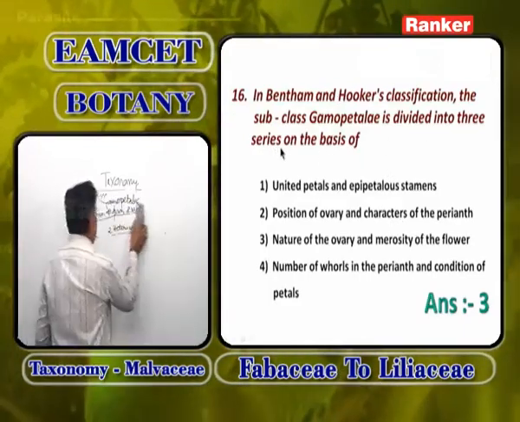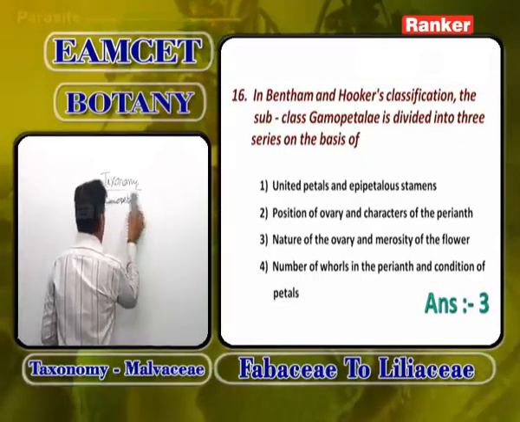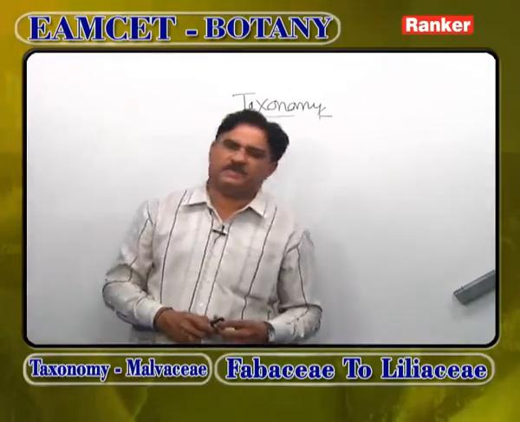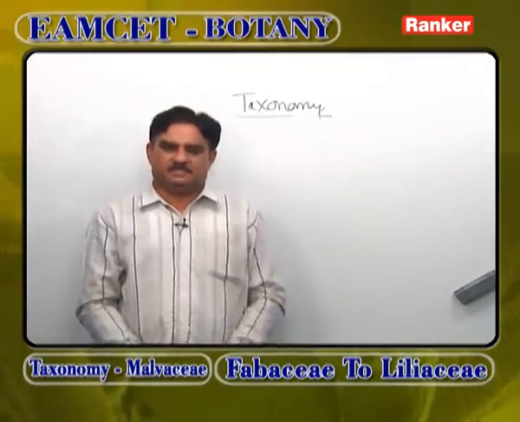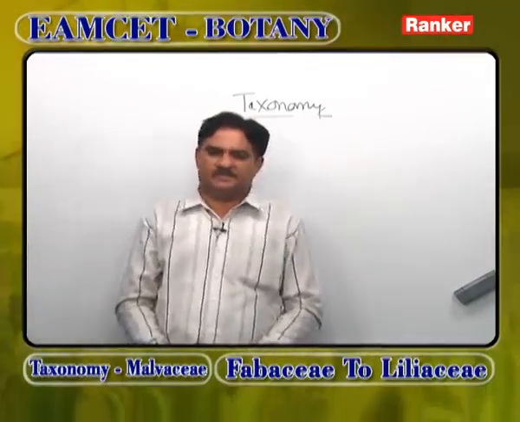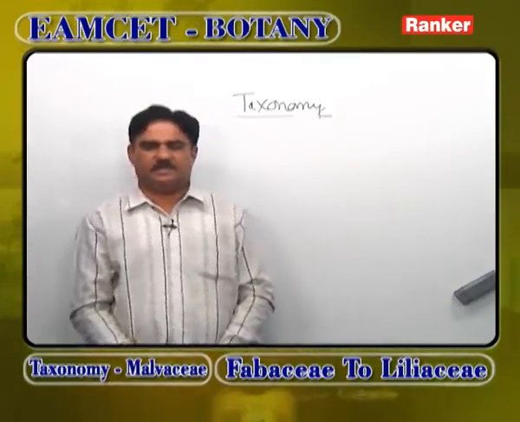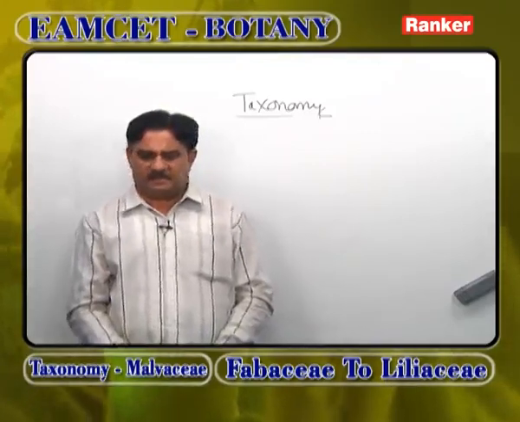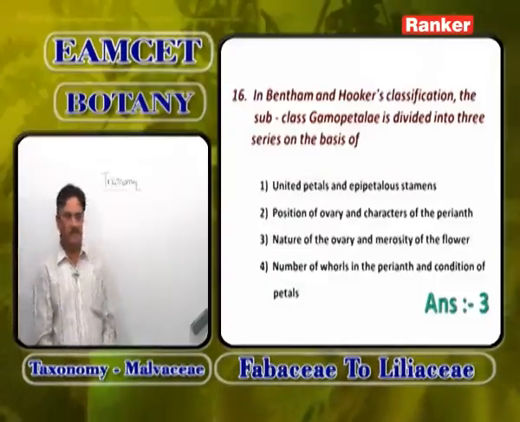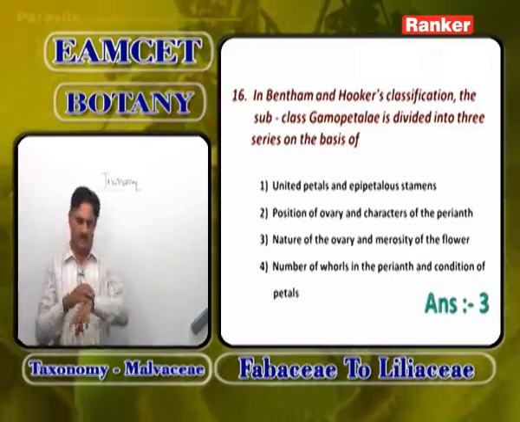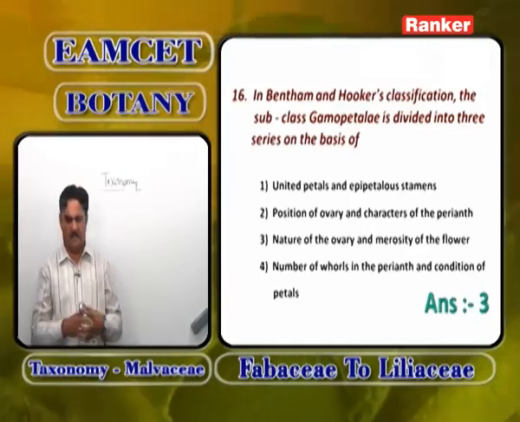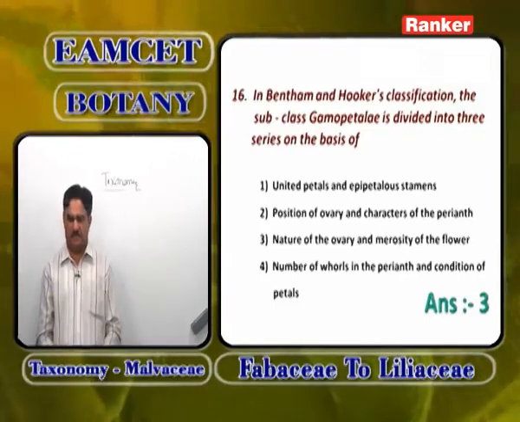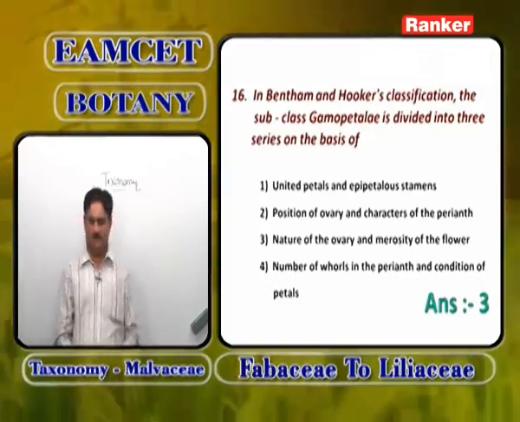Polypetalae is divided into three series: thalamiflorae, disciflorae, calyciflorae, based on the shape of the thalamus. Thalamiflorae has a plate-like thalamus, disciflorae a disc-like structure present below the ovary, calyciflorae a cup-like thalamus. Like that, based on the shape of the thalamus, Polypetalae is divided into three series. Gamma Petalae is divided into three series based on the nature of ovary and merosity of the flower.